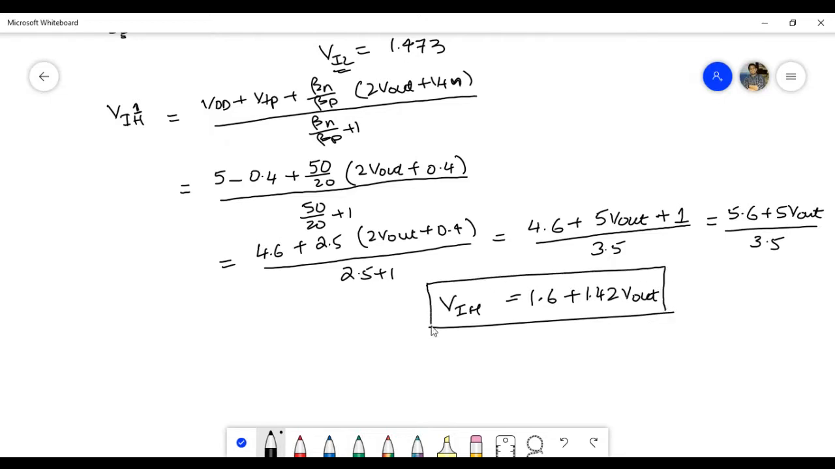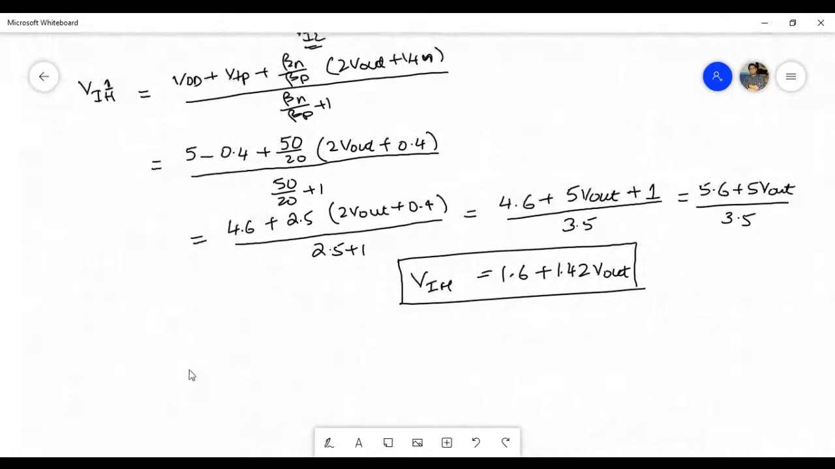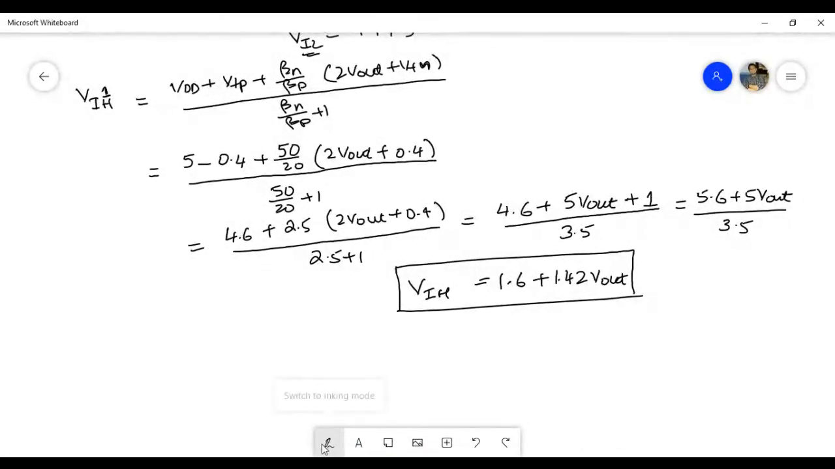So from here we have to calculate V out. Okay, again we have a relation. Just take the picture. And let's proceed to the next one.